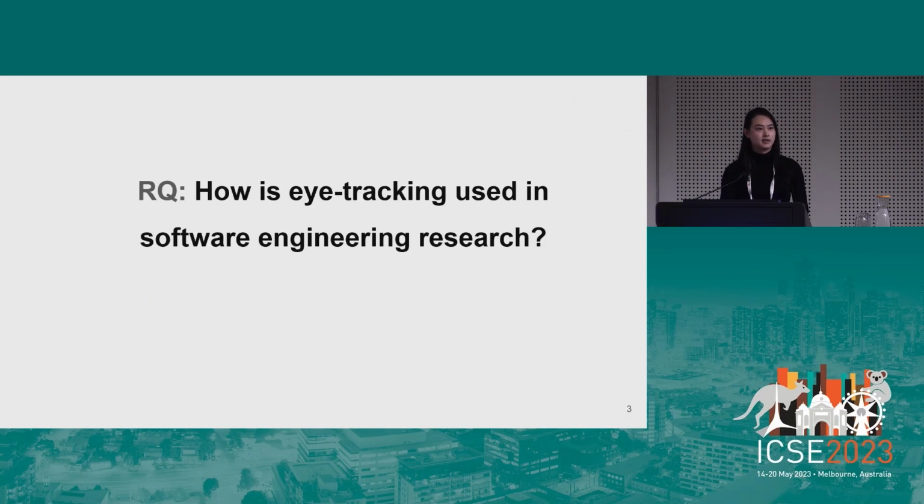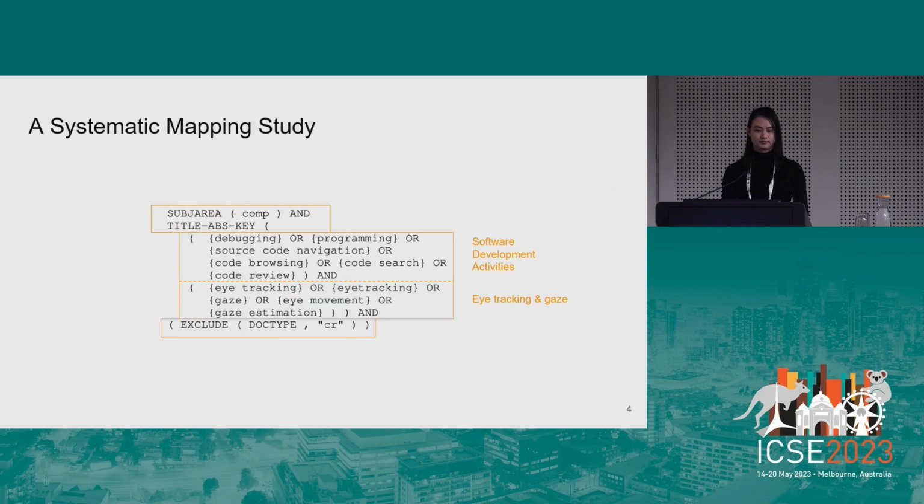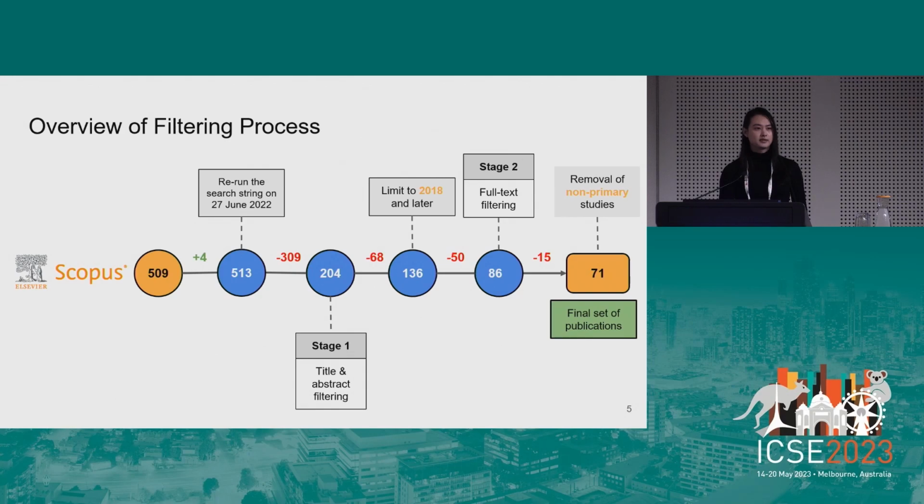Naturally, this leads to our research question: how is eye tracking used in software engineering research? In particular, in this paper, we look at it from the perspective of experimental setup. To answer the research question, we have conducted a systematic mapping study. Below is our search string. And this diagram shows you an overview of our filtering process. In the end, we included 71 primary studies in our final set.